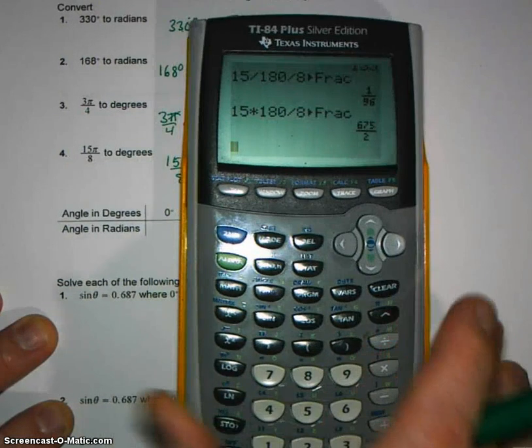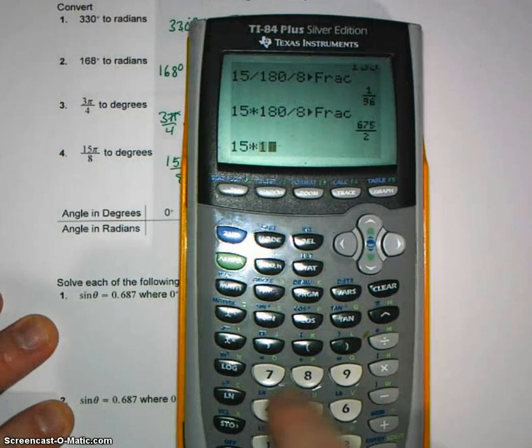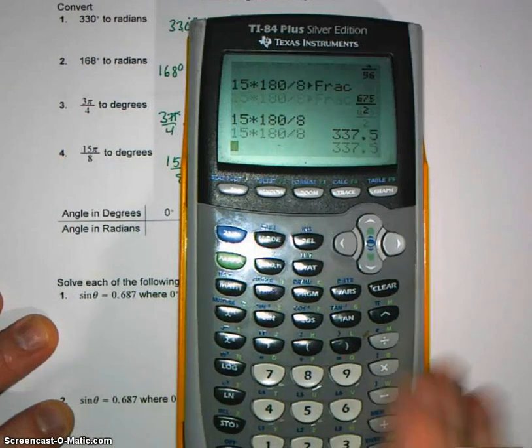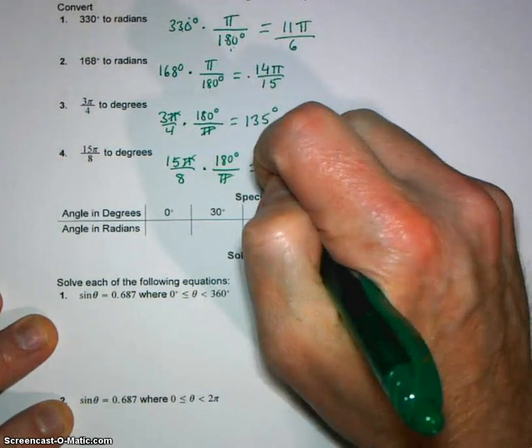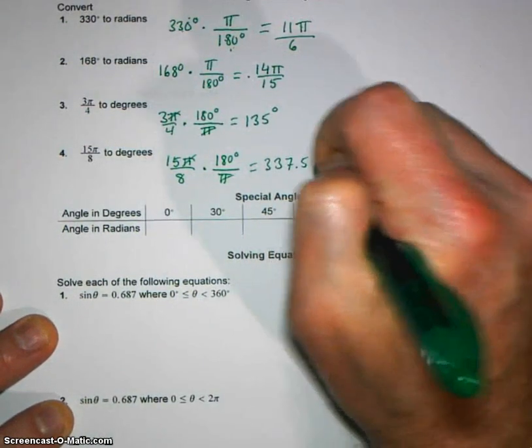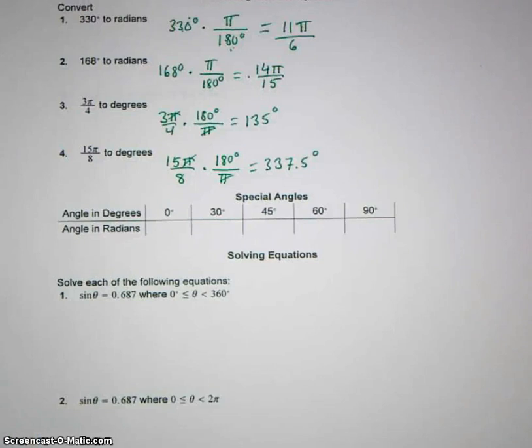Or maybe we don't want the fraction. I don't know. 15 times 180 over 8. Maybe 337.5 is better. Degrees. Don't forget your degree symbols.